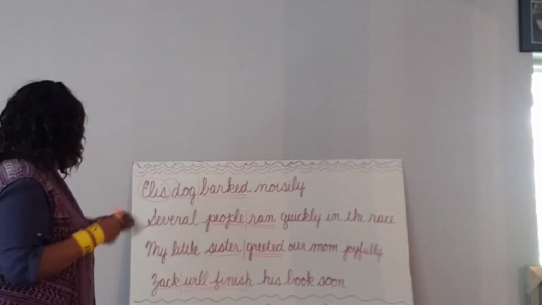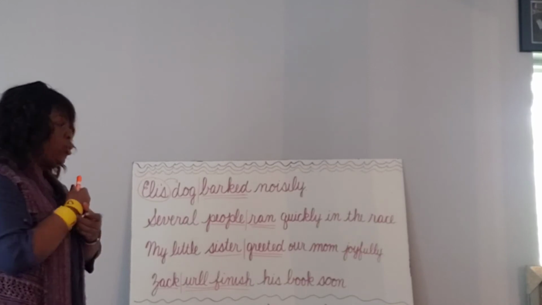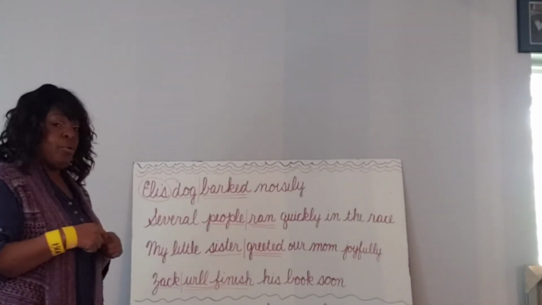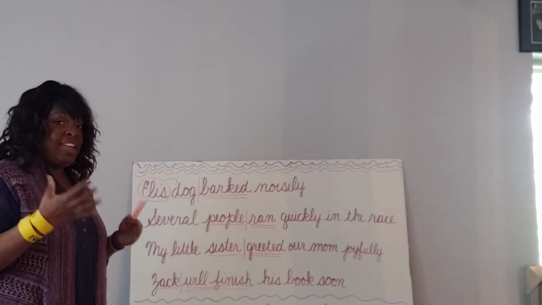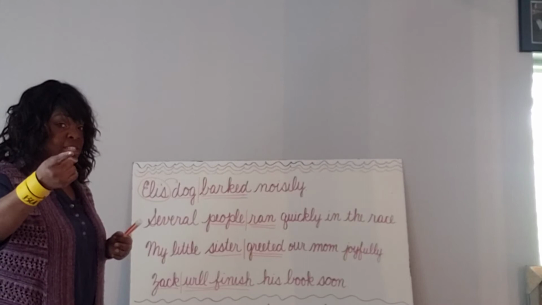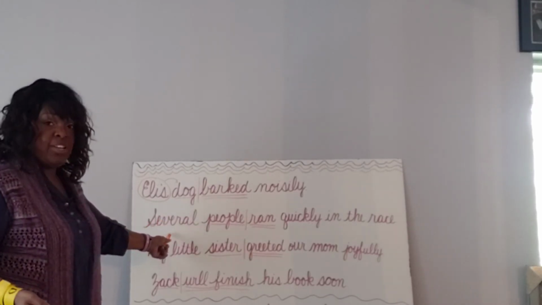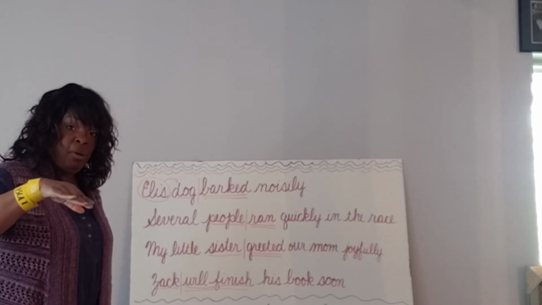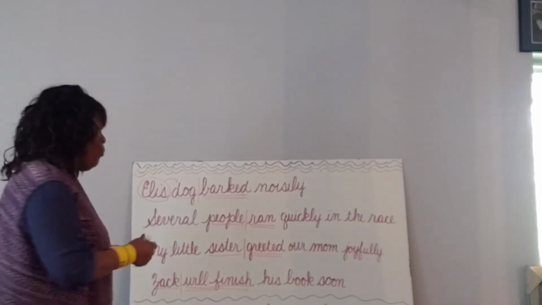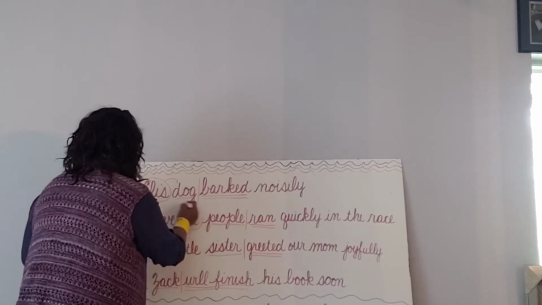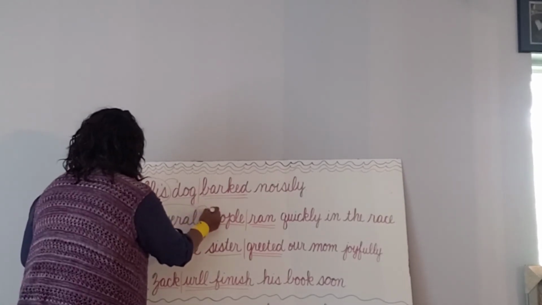Okay? Look at our next sentence. Several people ran quickly in the race. Well, we have people that we know is a noun. Is there anything that describes people? Yes. What question does it answer, though? Several answers which question? How many? How many people? Several. Okay, not which one or what kind. It's important to know what questions that answers. So several is how many.